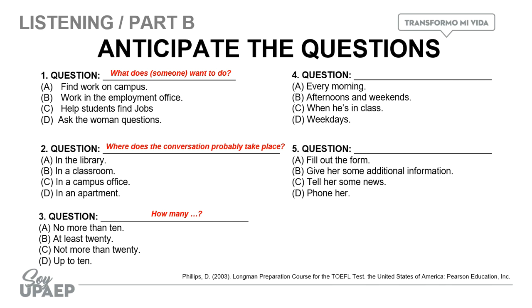In question number 4, the options say every morning, afternoons and weekends, when he's in class, weekdays. Try to predict the question.